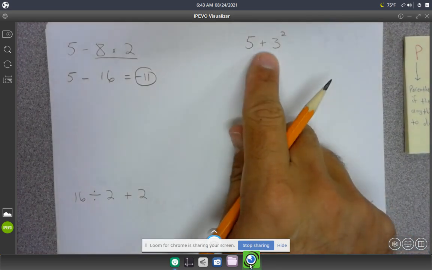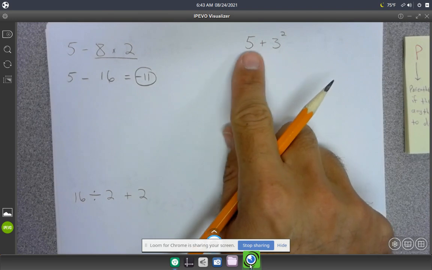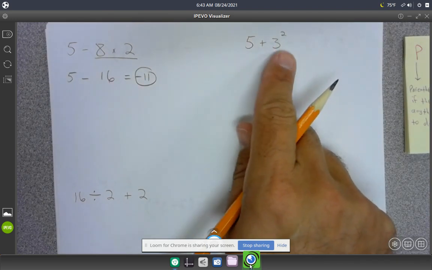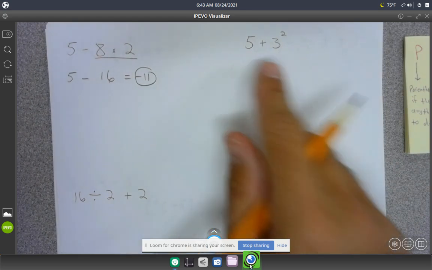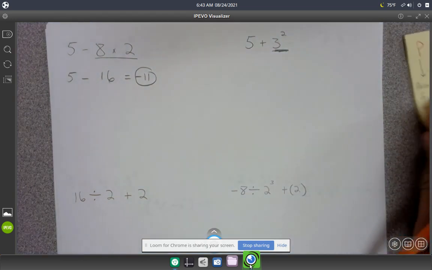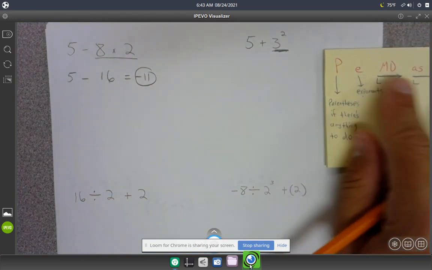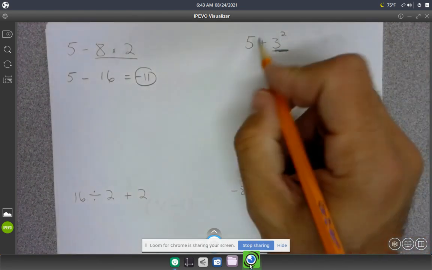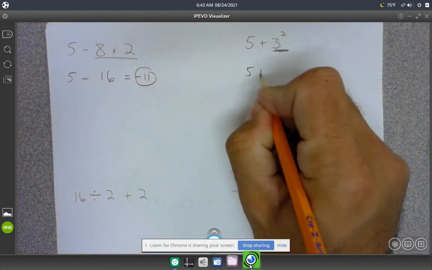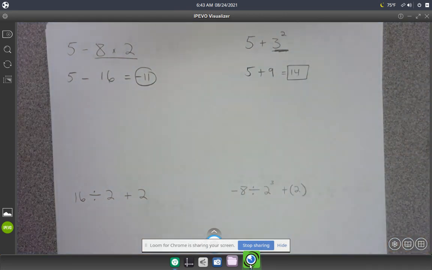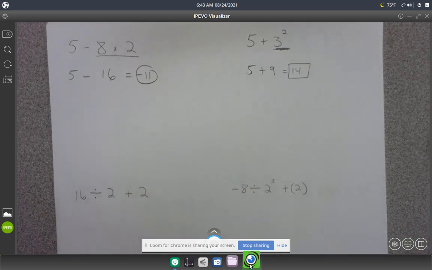Next up is this one. A lot of people put 64 as the answer. They did 5 plus 3, and then they did 8 to the second power, but that isn't right. Don't do that. We have to do the exponents first. The E in our exponents happens before the adding and subtracting. So 3 to the second power, that's equal to 9. And we're going to have 5 plus 9. Bam, 14.